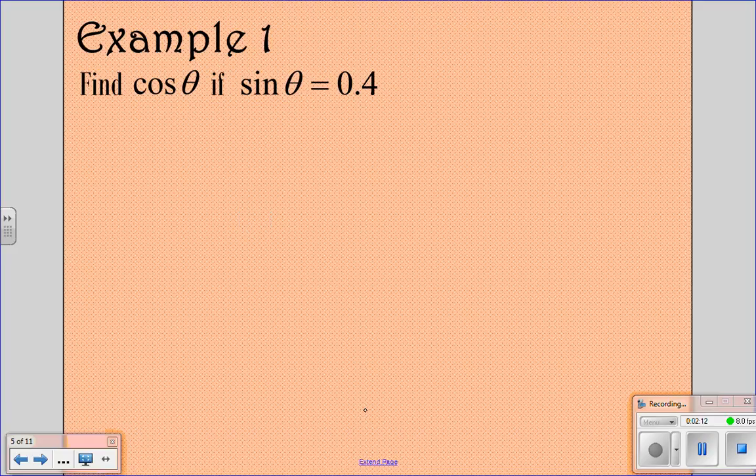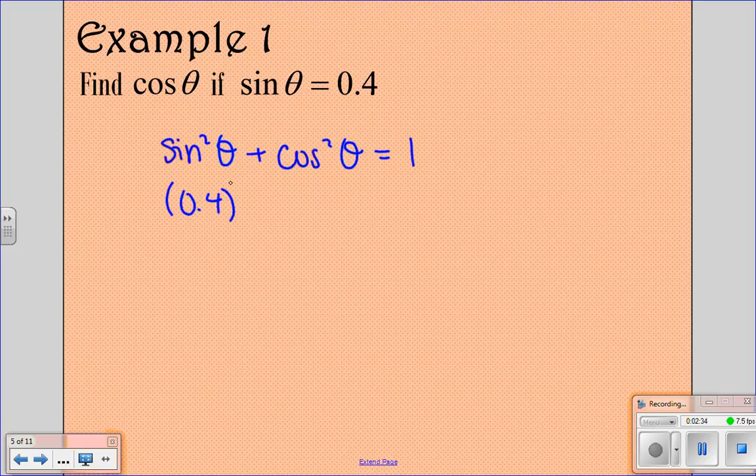Okay, so sine squared plus cosine squared equals 1. So we want to find cosine of theta if the sine of theta equals 0.4. So the identity that we're going to use is the one that related sine and cosine, which was sine squared theta plus cosine squared theta equals 1. Now they told us that the sine of theta was 0.4. So sine of theta squared and then plus cosine squared equals 1. So 0.4 squared is 0.16.